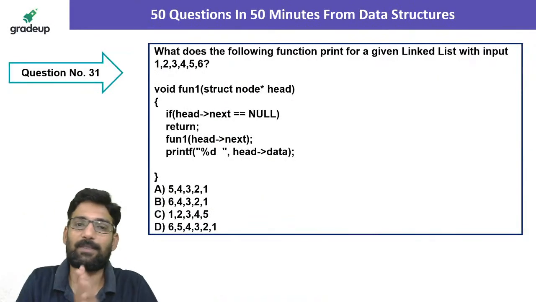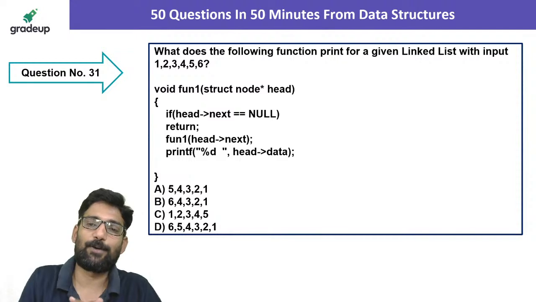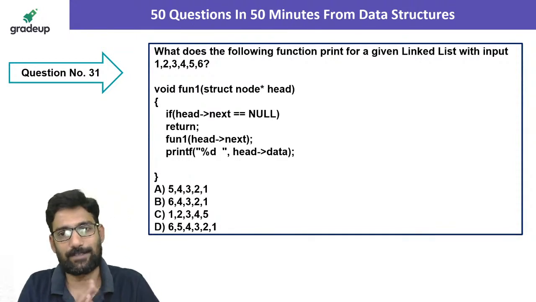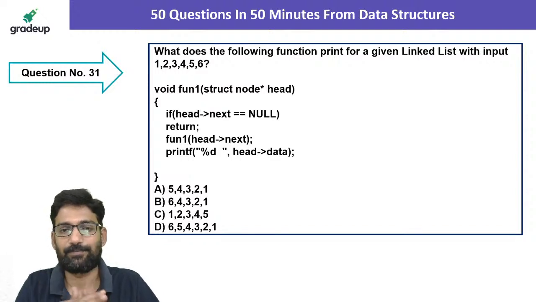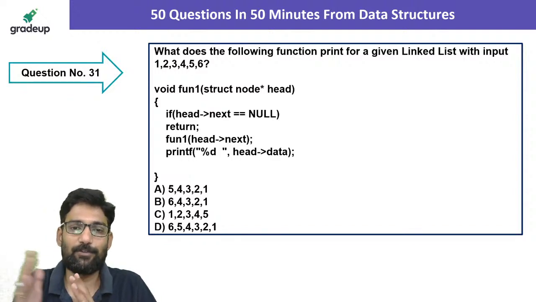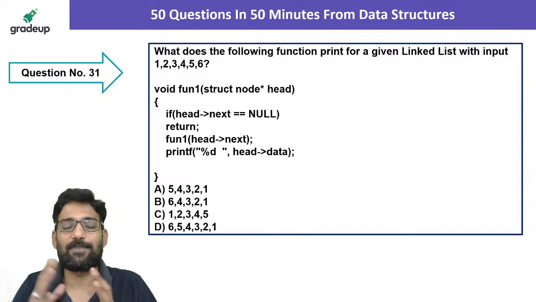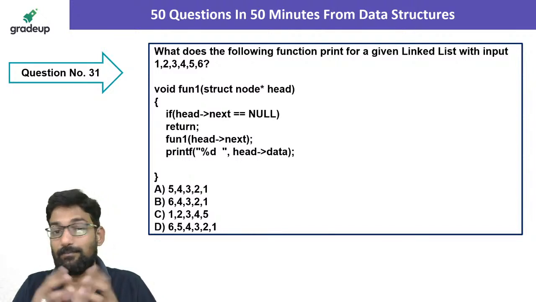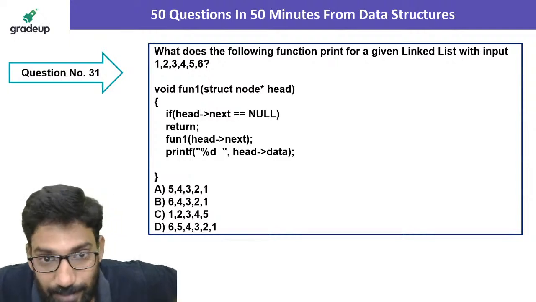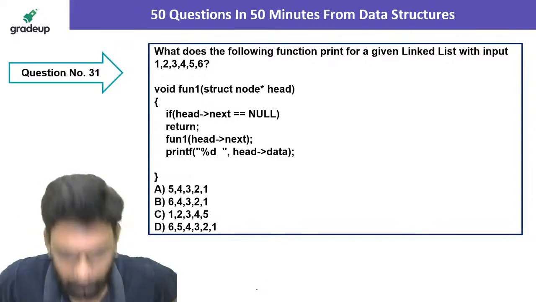Here is question number 31. What does the following function print with input 1, 2, 3, 4, 5, 6 for the linked list? We have 1, 2, 3, 4, 5, 6. So what does this function print? It's a head recursion, tail recursion. Observe, accordingly the answer will be.